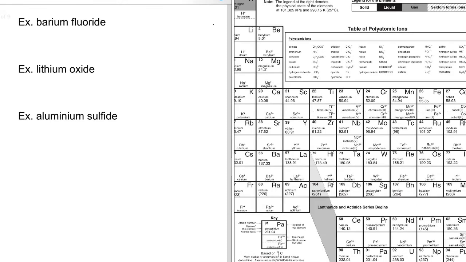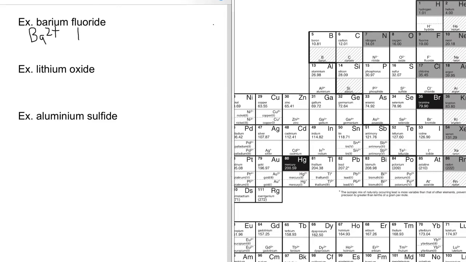Okay, so let's take a look at these ones. We got barium fluoride, lithium oxide, and aluminum sulfide. Okay, so all 3 of these are ionic compounds. Barium, lithium, and aluminum are all metals. Fluorine, oxygen, and sulfur are all nonmetals. Okay, so again, we want to start by writing out the charges. Something like barium, Ba, 2 positive, fluorine is an F, and 1 minus.